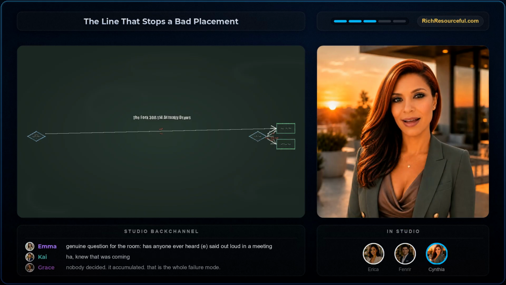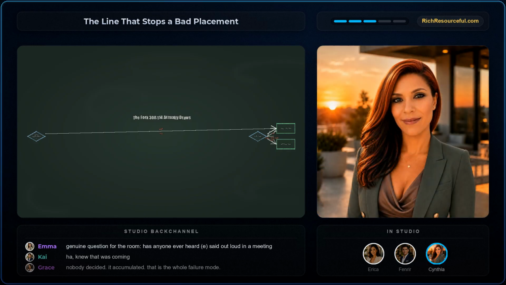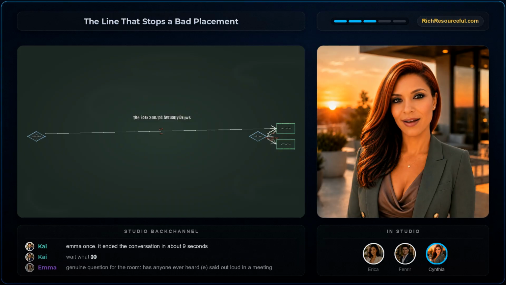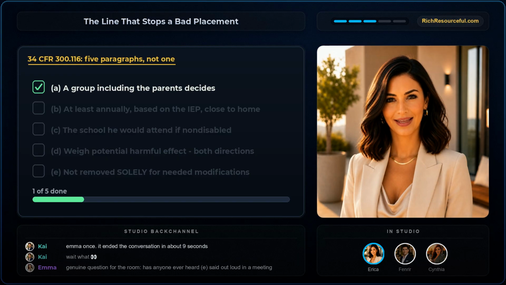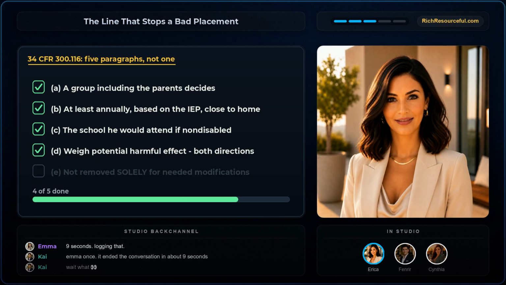Guess for me, Fenrir. That placement section, how many lettered paragraphs does it spend telling a team how to decide? 2, maybe 3. 5. A through E, and paragraph E is only the last one. Paragraph A puts the parents in the group that decides. B says at least annually, based on the IEP, as close as possible to home. C says the school he'd attend if he weren't disabled, unless the IEP requires otherwise.